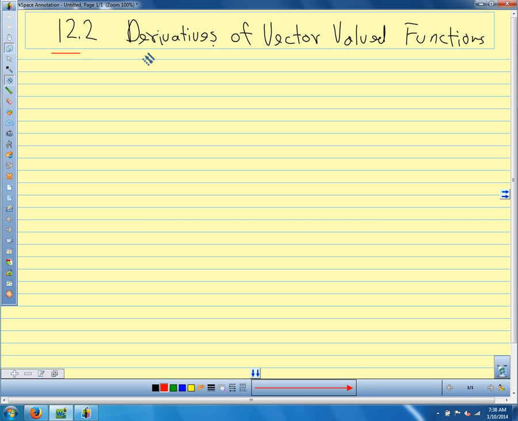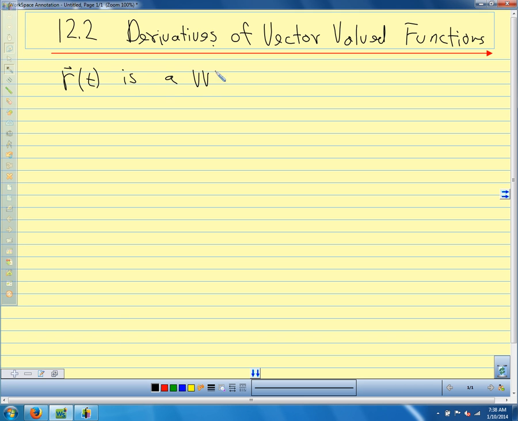So we're going to talk about derivatives of vector valued functions. So we're going to start with a vector valued function. So we have r of t, and I'm just going to say VVF, vector valued function. We're going to define the derivative.